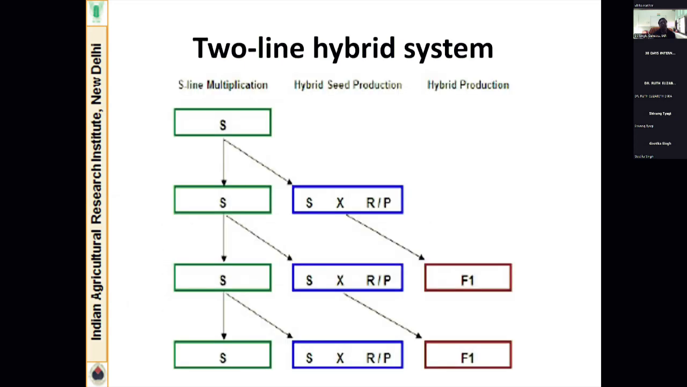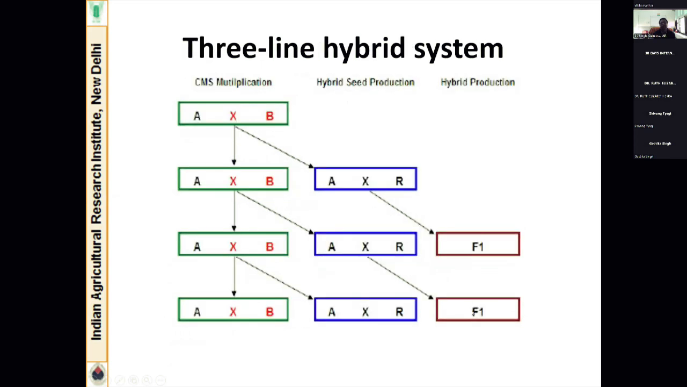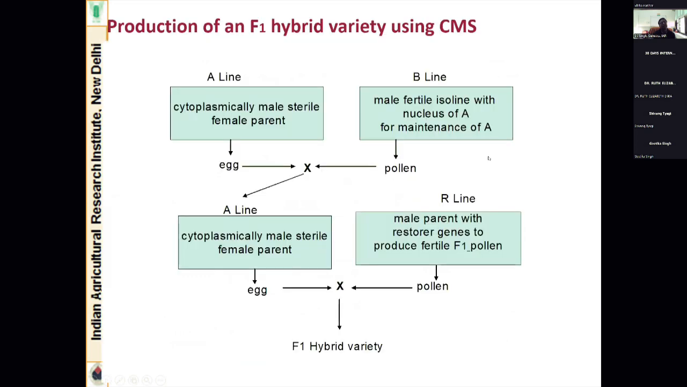In the 2-line system, you can see in the figure that there is maintenance of the S line, the female line, and then it is crossed with the male parent, and the F1 is obtained as hybrid. In the 3-line system, we have to maintain the CMS line, male sterile, using the maintainer line. The maintainer line is an isogenic line to the A line, differing at the sterility locus only. And then A crossed with the R line gives hybrid seeds. So this is the 3-line system.